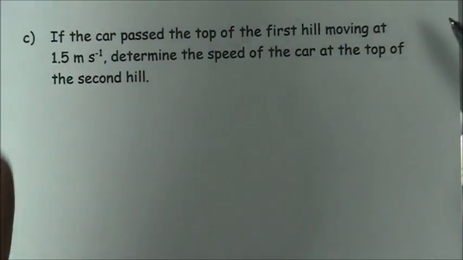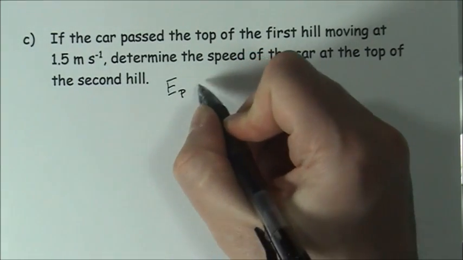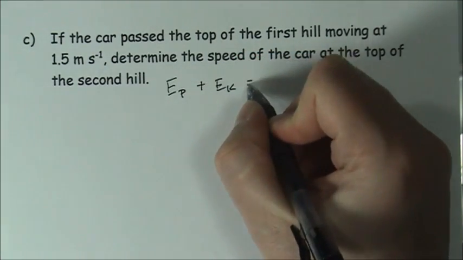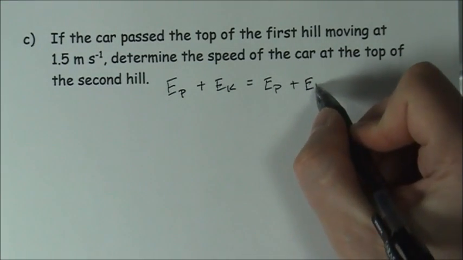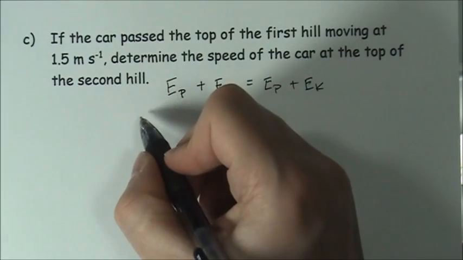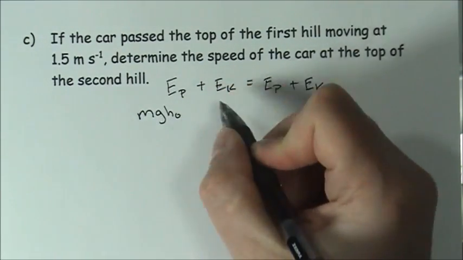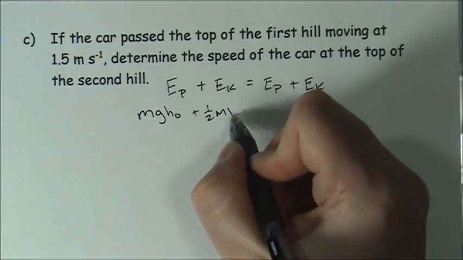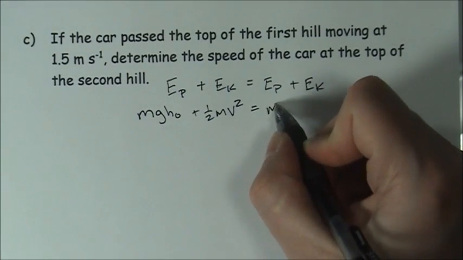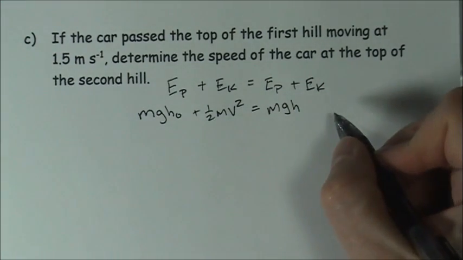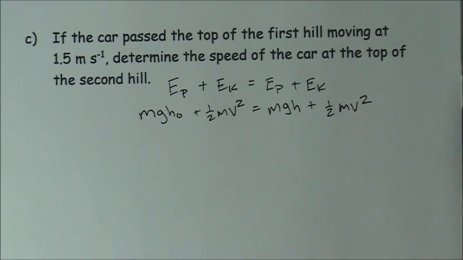So in the last problem, I cut out some of the things from the equation, but in this new one, I really won't be able to do that. So EP plus EK must be equal to EP plus EK. So just plugging in all of the formulas, mgh naught plus 1/2 mv squared must be equal to mgh, the final height, plus 1/2 mv squared.